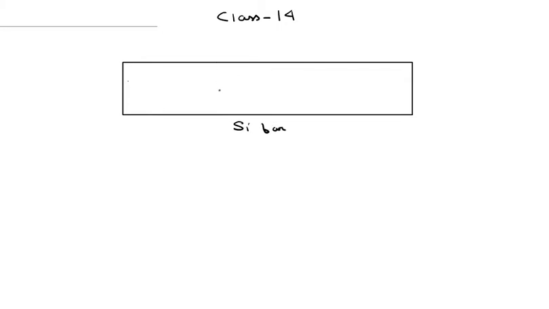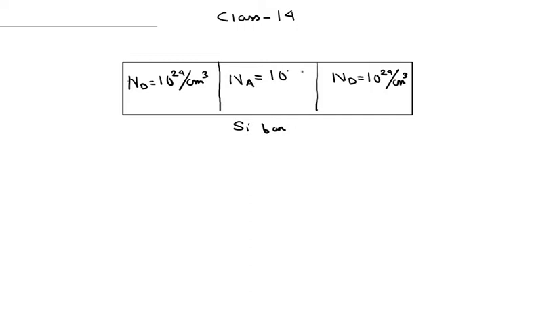and we have doped certain parts of it with donors and acceptors. So here we have doped it with, let us say, Nd equals 10 to the power 24 per centimeter cube. Here also we have doped with Nd equals 10 to the power 24 per centimeter cube, and here let us say that we have kept the acceptor type doping with Na equal to 10 to the power 22 per centimeter cube.